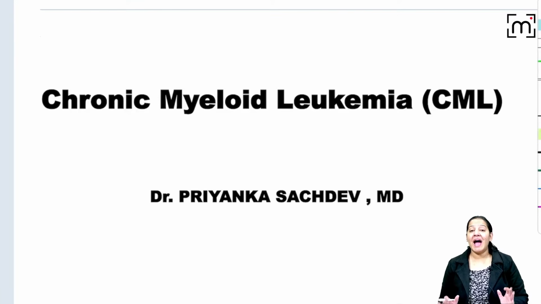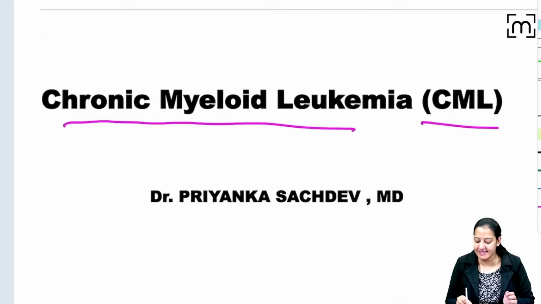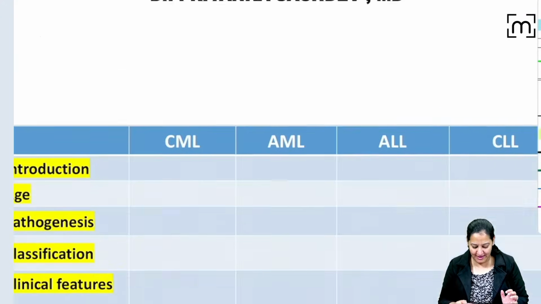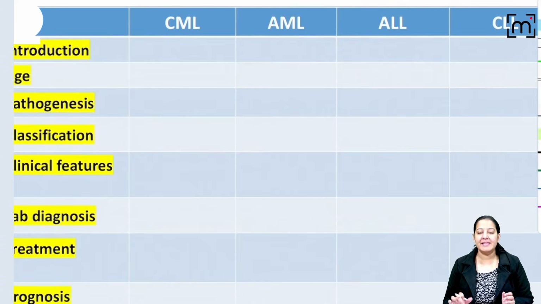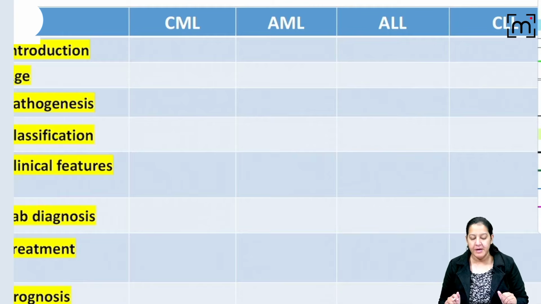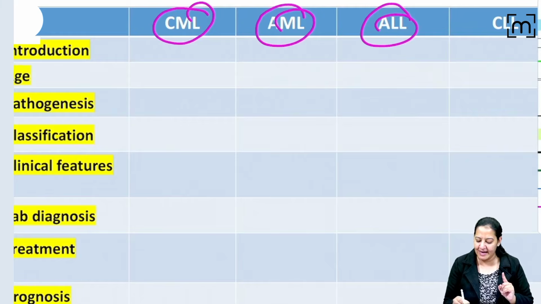In this session, I will be discussing chronic myeloid leukemia, that is CML. So let's start CML. Before starting CML, I would like to advise you that you should compare the 4 types of leukemias in a tabulated manner. The 4 leukemias which will be discussed in separate videos here are CML, AML, ALL and CLL.